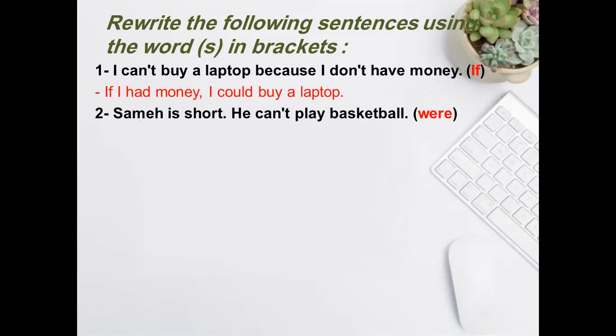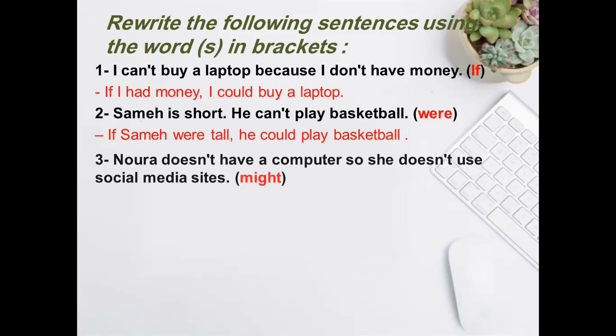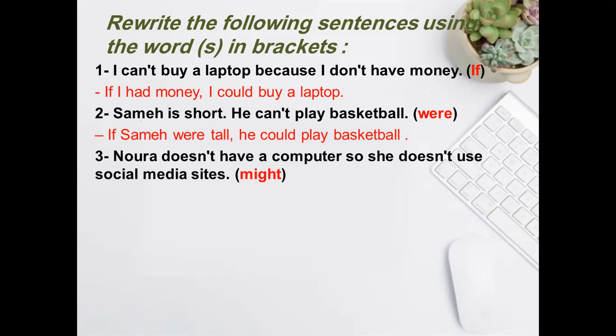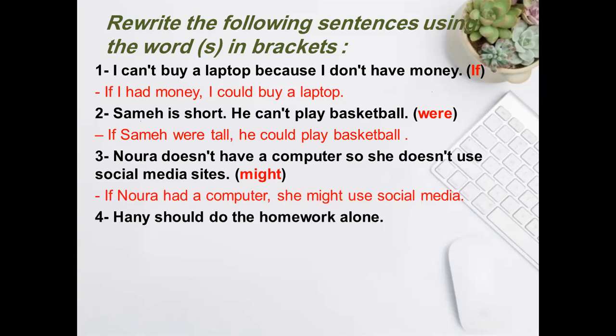Number 2. Samih is short. He can't play basketball. If Samih were tall, he could play basketball. Super excellent. Number 3. Noura doesn't have a computer, so she doesn't use social media sites. So I say: if Noura had a computer, she might use social media sites. Super excellent.